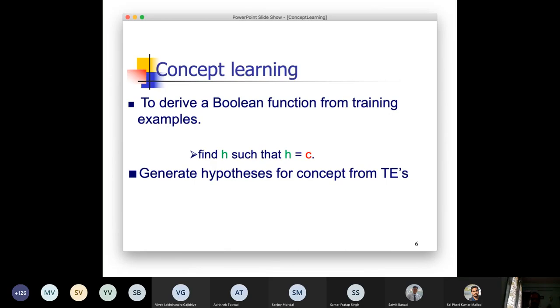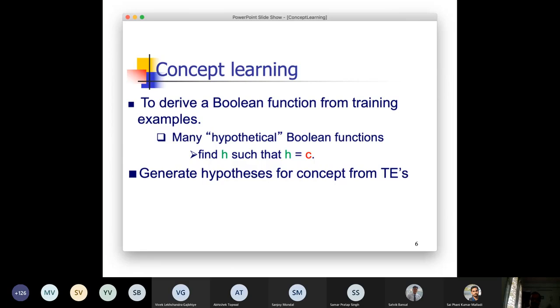So whatever you derive would be some kind of assumptions, or some kind of approximation of C. You may not say exactly that it has become C. But there could be various such hypothetical Boolean functions.